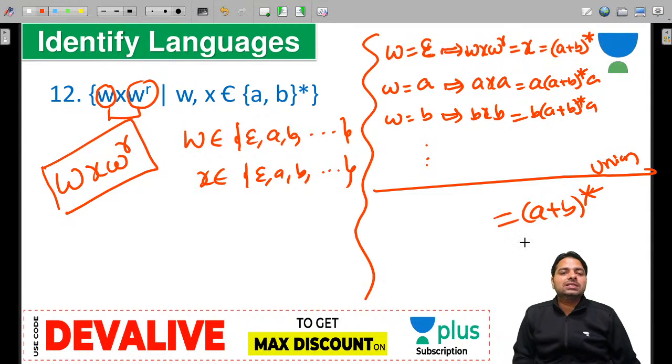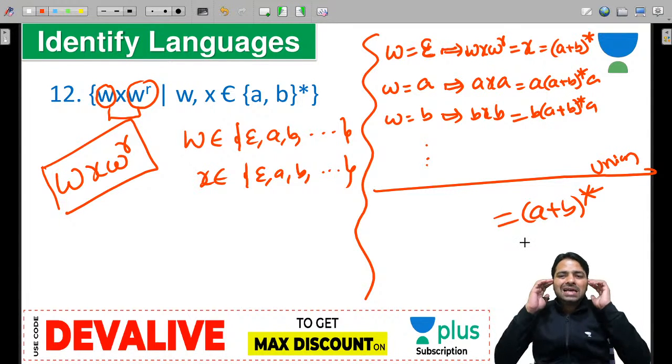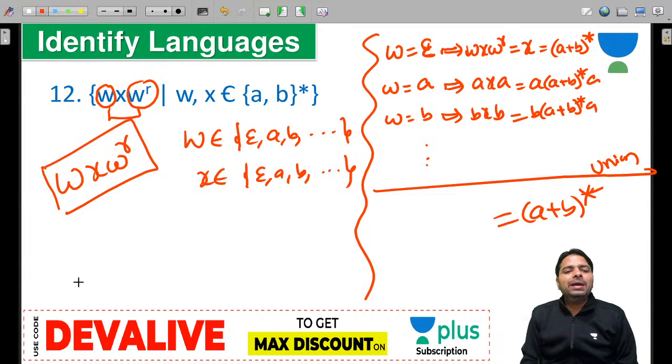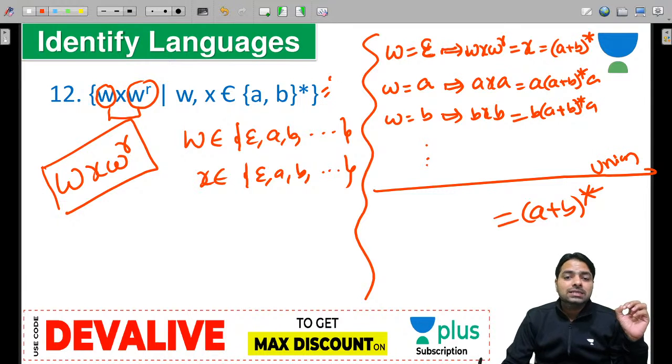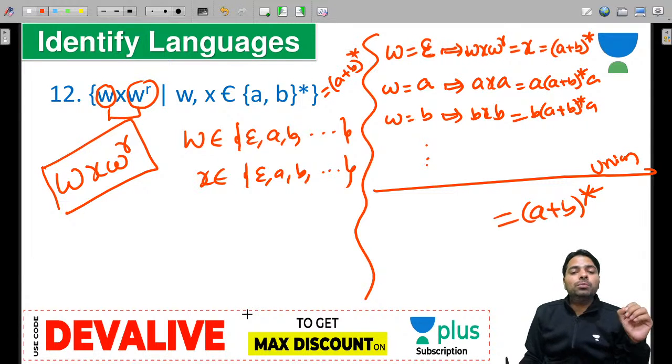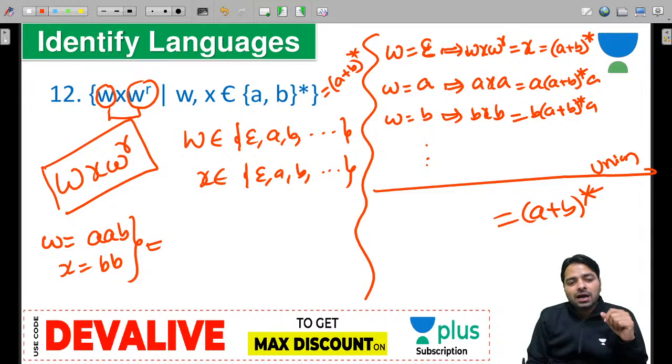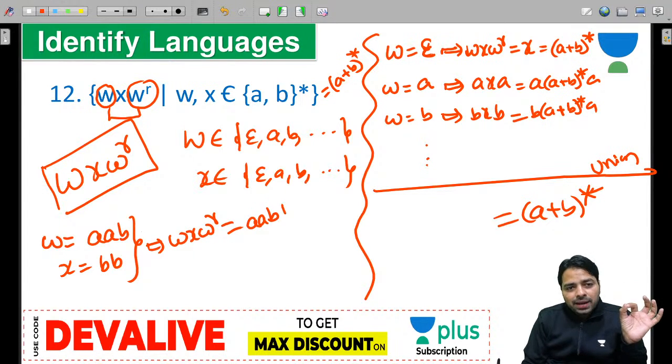Which means there is actually no dependency. You may ask about any string, that is already there in some form. You might wonder why this is equal to (a plus b) whole star. You might wonder, sir, how can I guarantee it if W is aab and X is, let's say, bb, and how will you check W X W power R, aab bb? Because there is a dependency, it looks like. How will you guarantee this dependency?